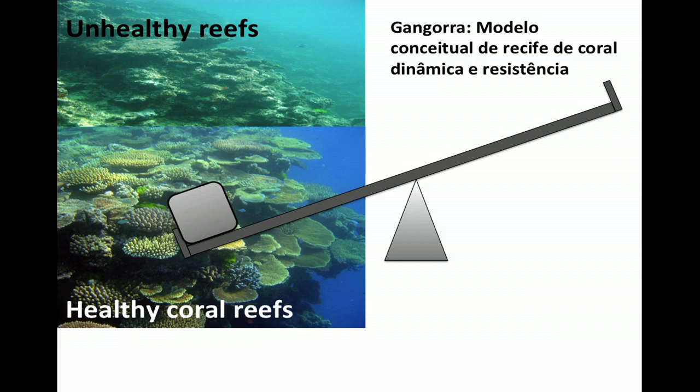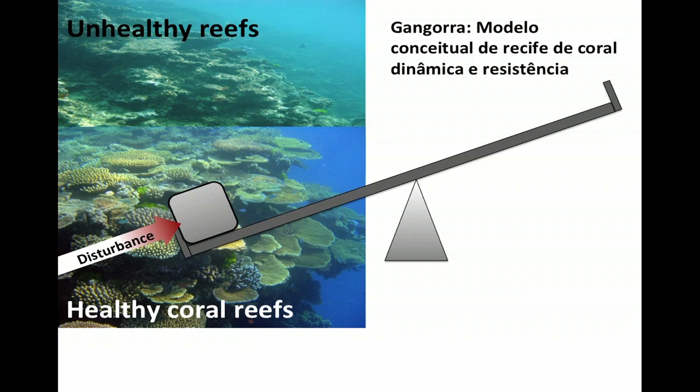What we have on the left here is a coral reef that is well seated in a healthy state. What happens then when you apply disturbance to that reef is that you move it into a less desirable state. If it's a strong coral reef, if it has resistance, it'll take a lot of effort for that disturbance to destroy that reef, at least temporarily.